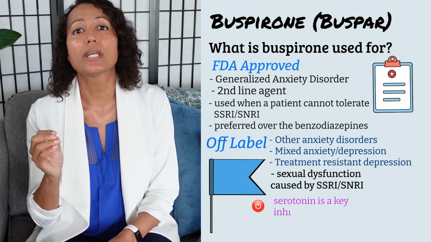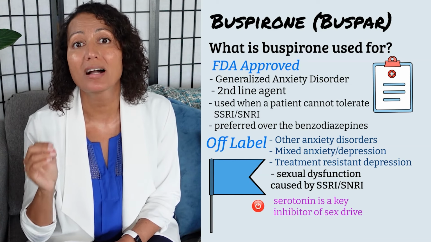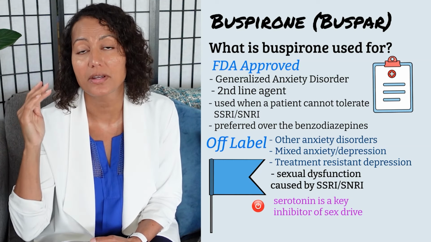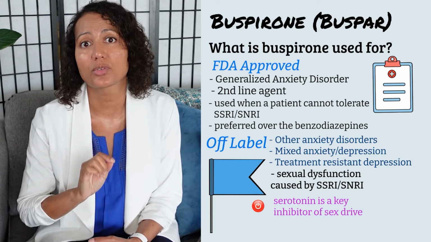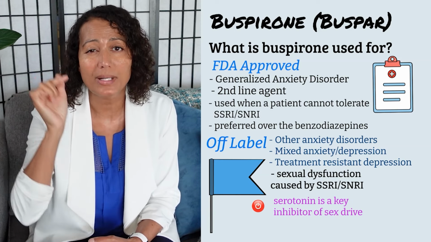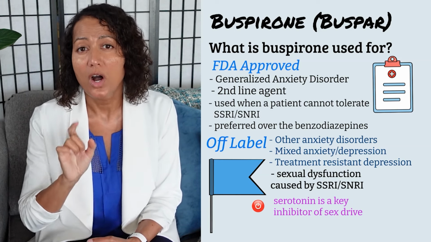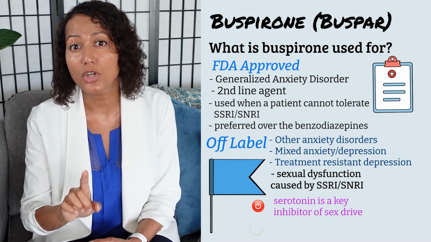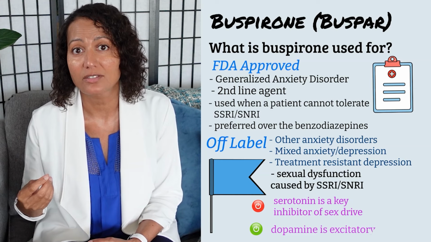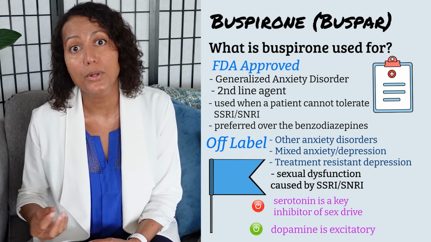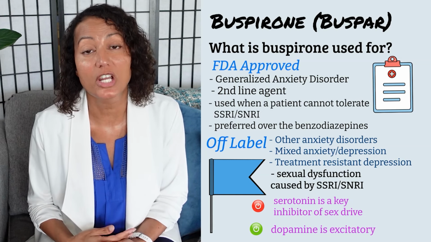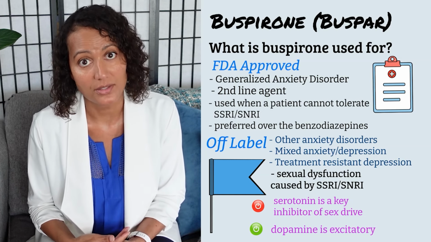You see, serotonin is an inhibitory modulator of our sex drive, and when we have too much serotonin in that area of the brain, that's where the sexual dysfunction comes in. But Buspirone can actually go in there and help turn that down a little bit. Also, with that trickle-down effect of dopamine, which is the excitatory neuromodulator of our sex drive, it can also help boost that effect and help reverse the effects of sexual dysfunction caused by the SSRIs or SNRIs.